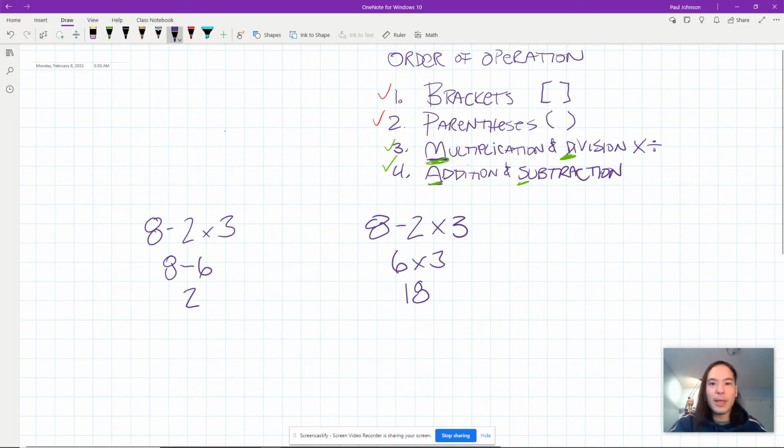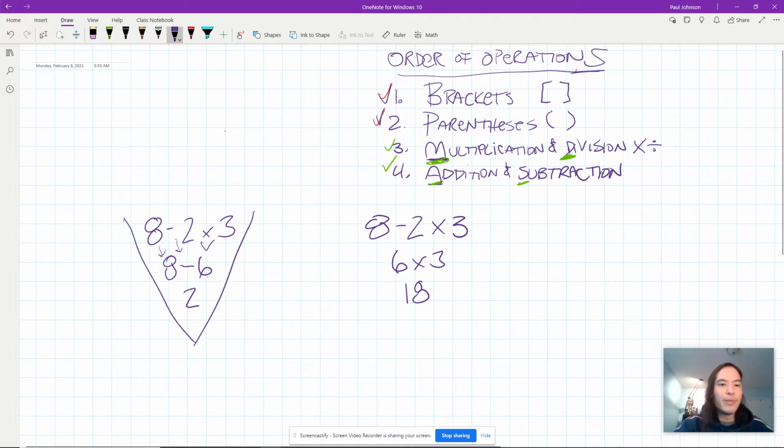The reason why is because of the order of operations. So the first thing we need to do is multiply and divide. Once again, there's no brackets, there's no parentheses, so we need to multiply and divide. So 8 minus 2, that's subtraction. We cannot do that first. 2 times 3, that's multiplication. We'll do that first. 2 times 3 is 6. As you can see, all they did is copy down the answer to 2 times 3 below, and then the subtraction sign was copied down, and the 8 was copied down. And then 8 minus 6 is 2.